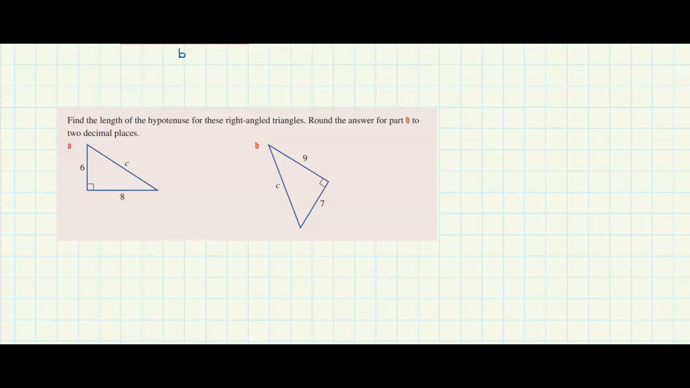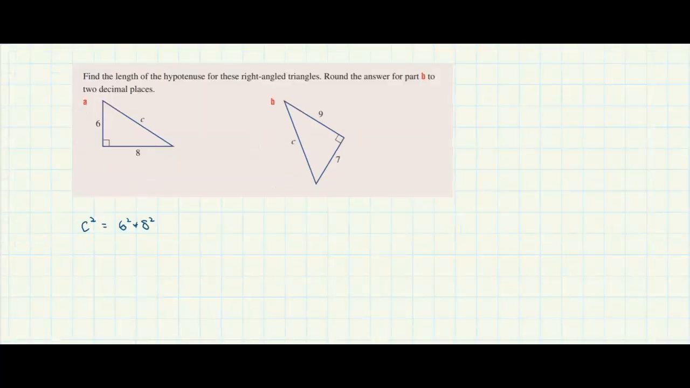So let's have a look at this example here. We've got a little triangle in front of us, right-angled importantly. We've got 6, 8, and C. We don't know what C is. We need to find C. This is how I want you to set up each of your questions. We write C squared equals 6 squared plus 8 squared.